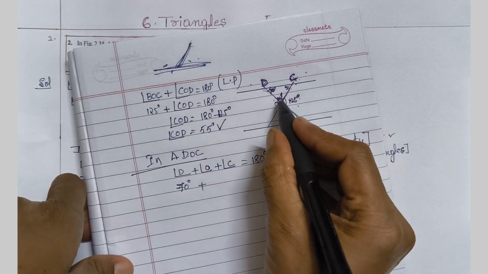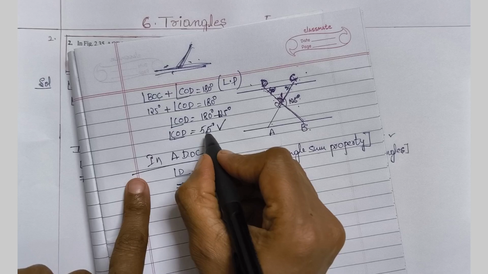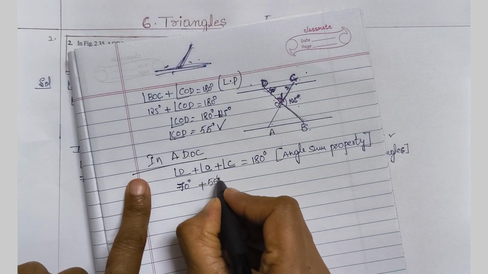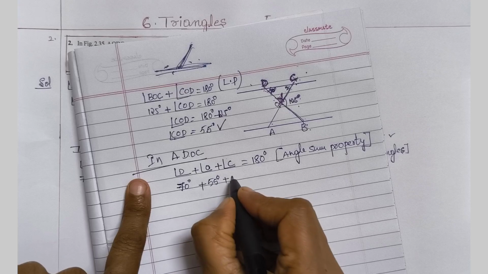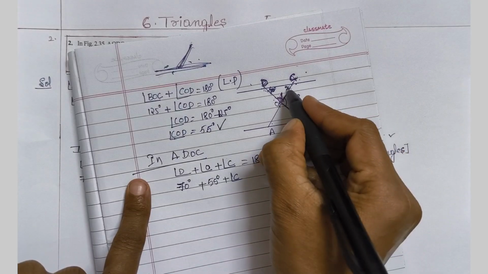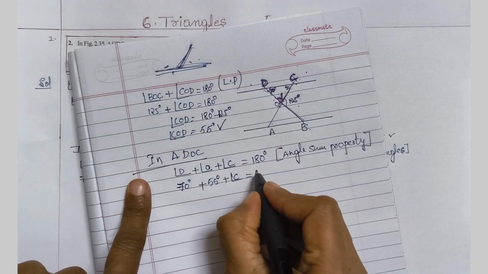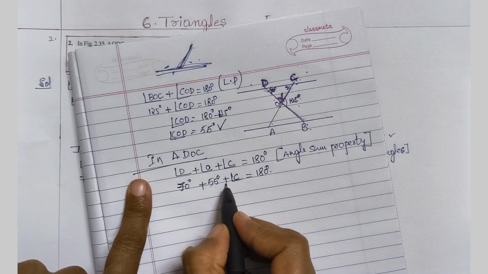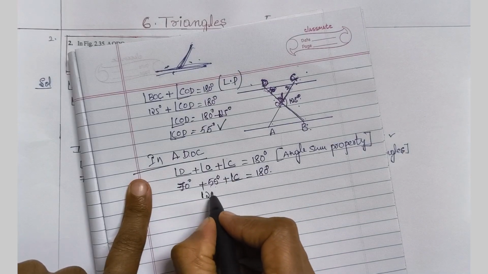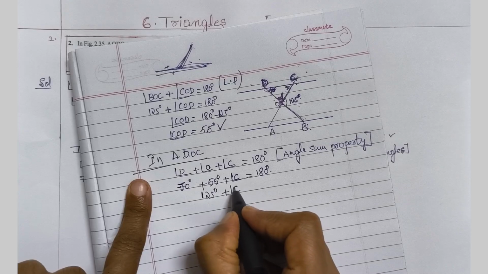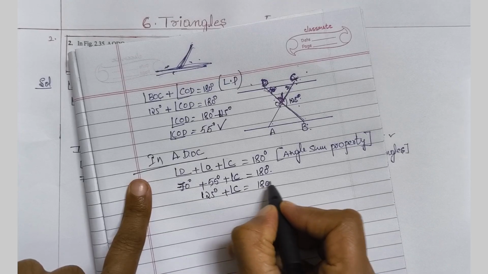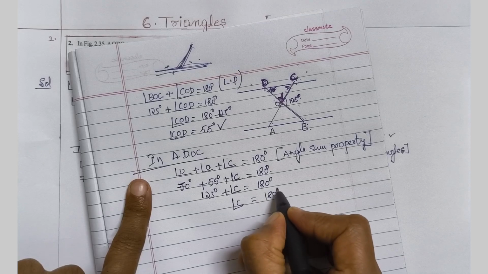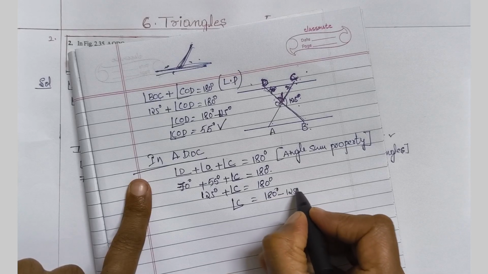Now this one angle, we just found it. How many degrees is there? 55 degrees. So angle O is 55 degrees. Now you have to find angle C. Angle C is equal to 180 degrees minus, 70 plus 55 is 125 degrees. 125 degrees plus angle C is equal to 180 degrees.